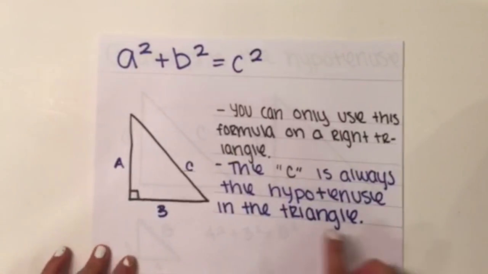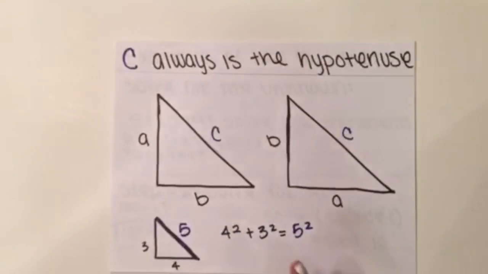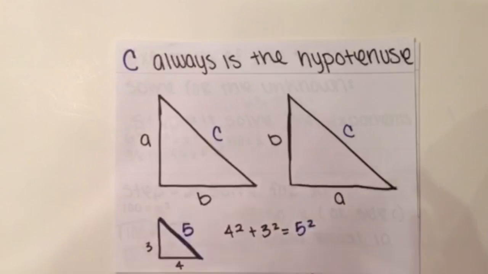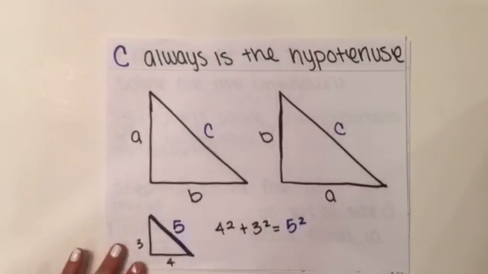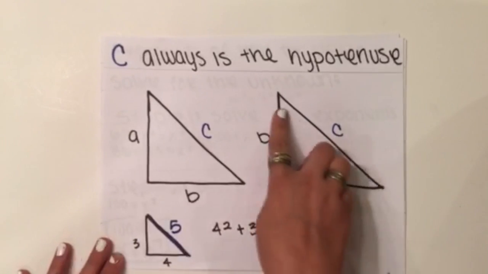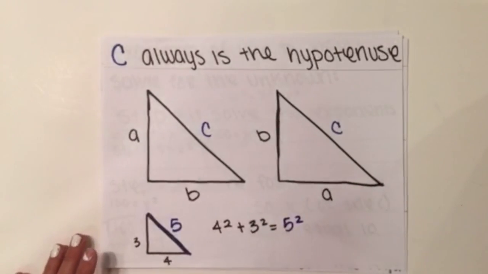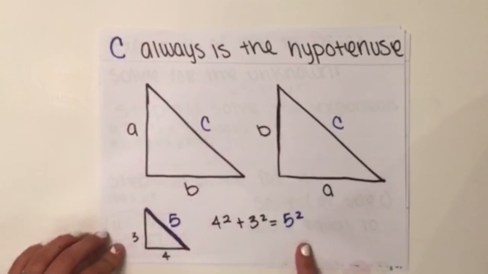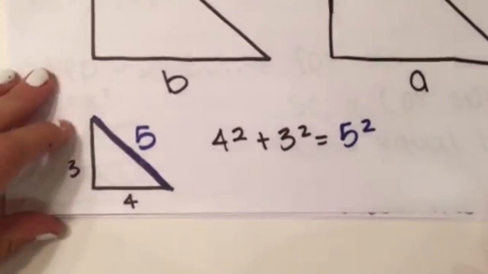And the c is always the hypotenuse in the triangle. So here's an example. And the hypotenuse is always the longest side. So it doesn't matter where you put your a and your b. You just need to make sure the c is the hypotenuse. And here's an example of that.